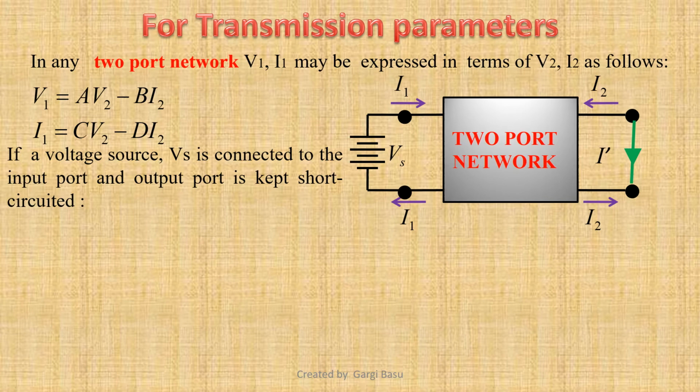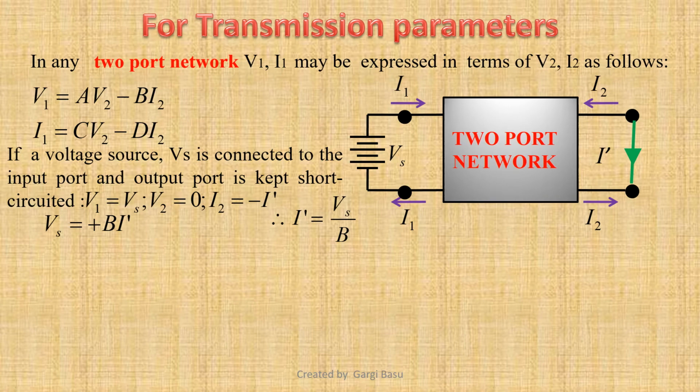Now let us connect a voltage source Vs at the input port and the output port is short circuited. Therefore, V1 equals Vs, V2 equals 0 and I2 equals minus I dash, because the short circuit current I dash and the output port current I2 are flowing in opposite directions. Now from the first equation we get Vs equals B times I dash. Therefore I dash equals Vs by B.